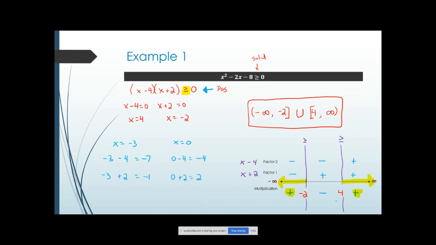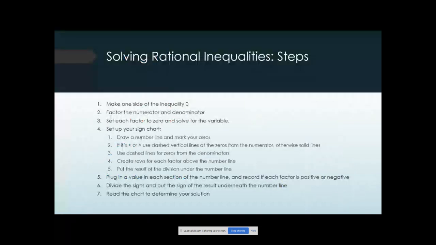Okay, I'm going to skip to the rational ones, because those are the polynomial ones, and then there's also rational ones where you have fractions. So again, I have all of the steps here. This is very similar. It's the same idea. It's a little more to worry about than the polynomials.